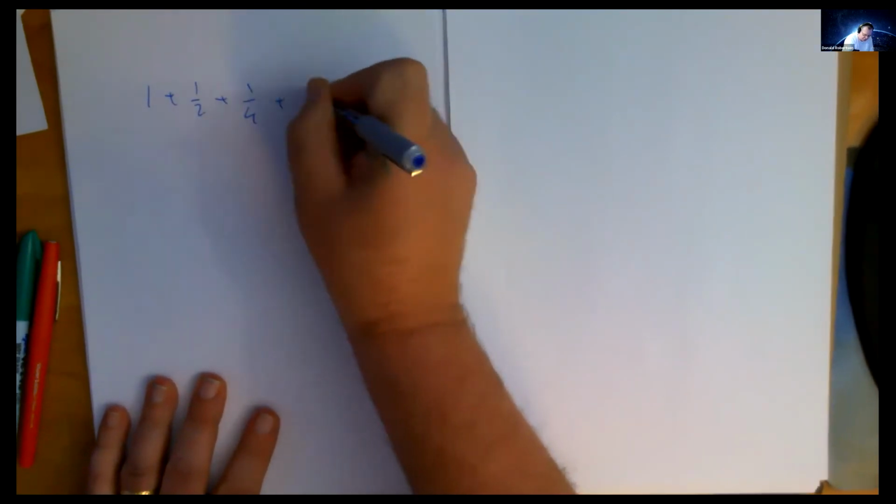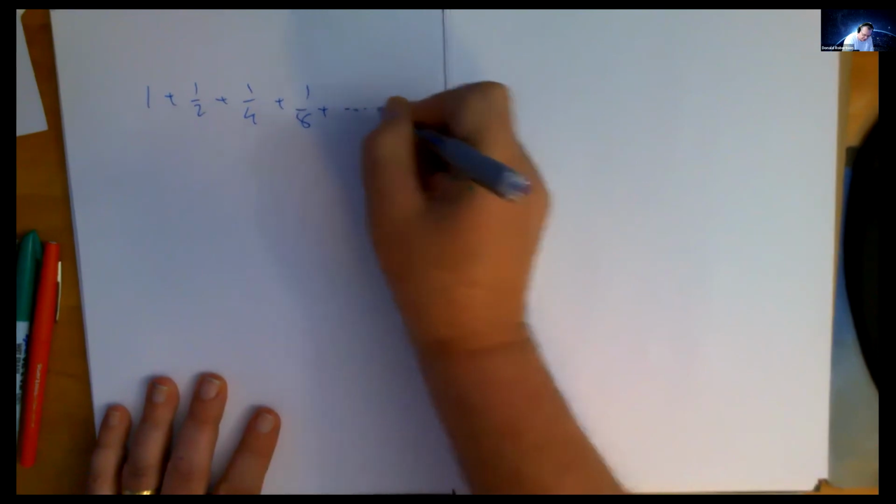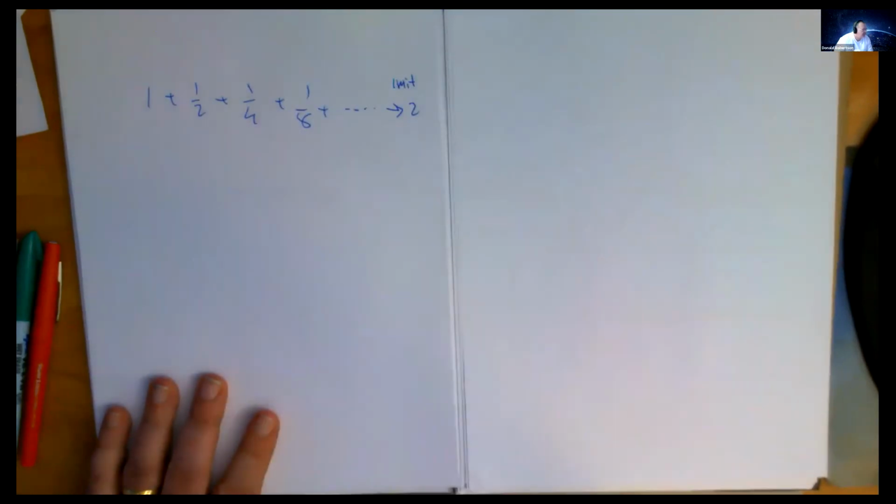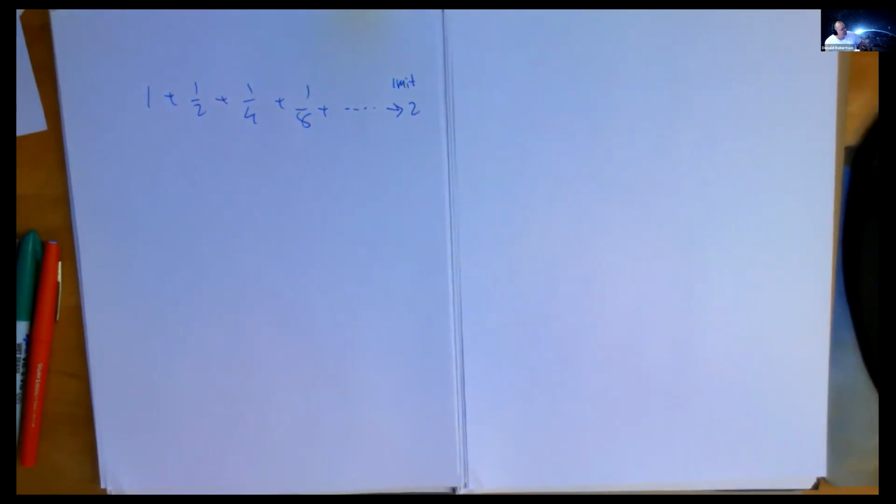So I'm about to prove to you that 1 plus a half plus a quarter plus an eighth for eternity has a limit of 2, because the Greeks never had the concept of limits. They didn't understand it. They'd never developed them. That came later.